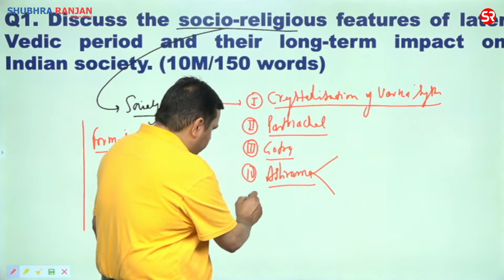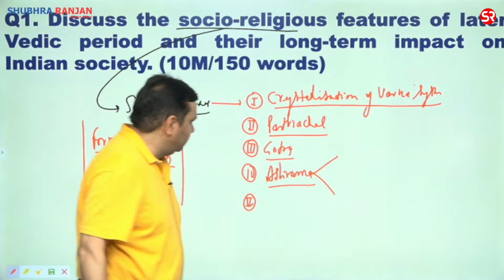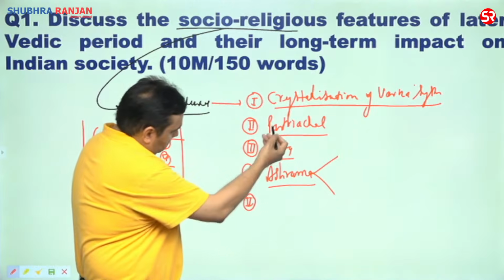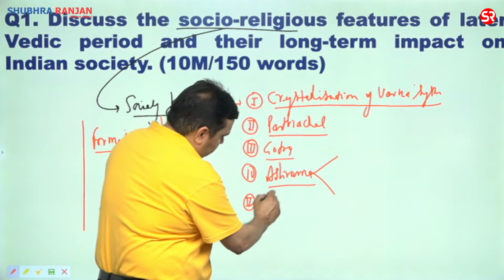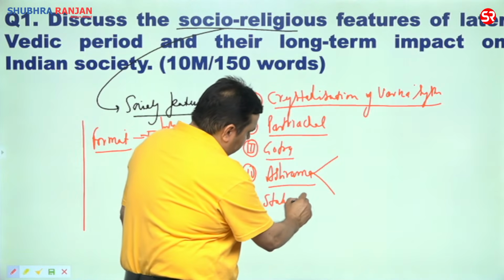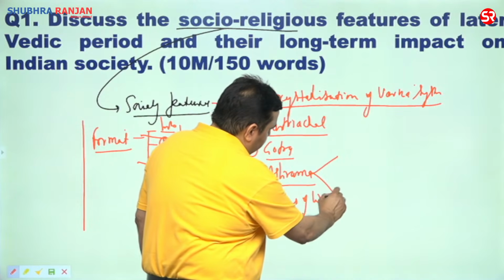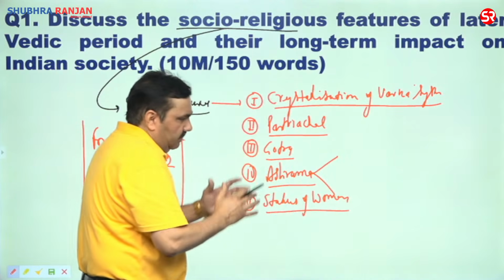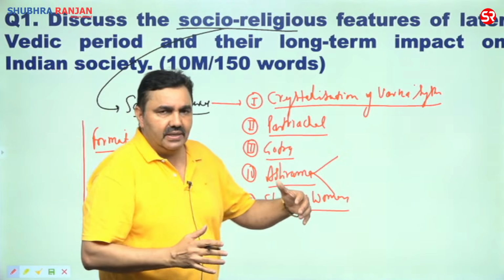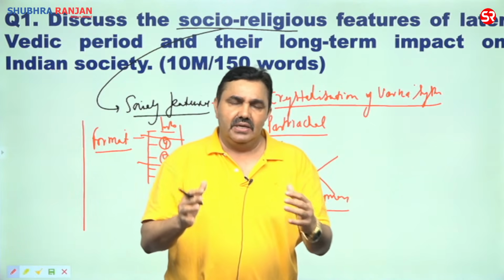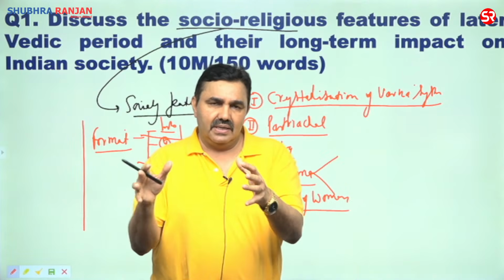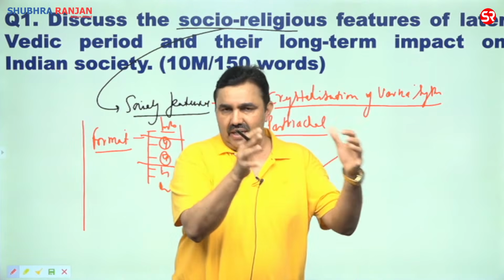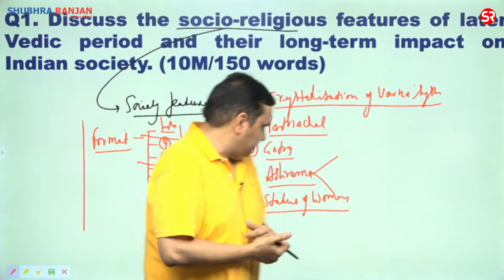Then you have the decline in the status of women. The status of women declined to some extent during the later Vedic age. The birth of a daughter was not desired in the early Vedic period, but in the later Vedic age, the birth of a daughter was considered a curse. So we can understand how there was a significant change in social attitude towards females.